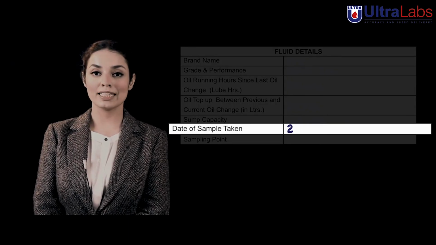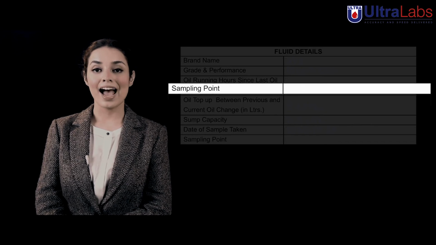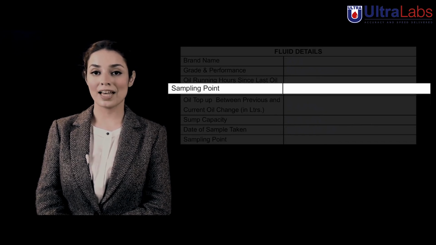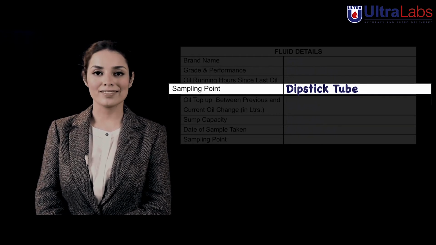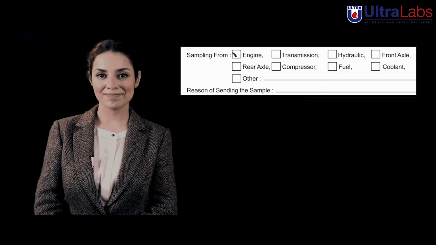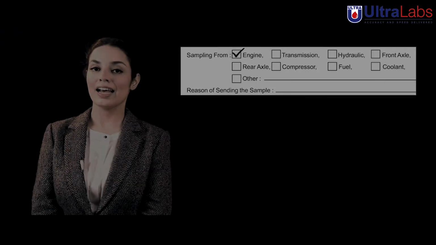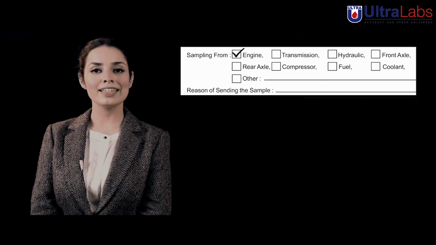Next to sampling date, mention the date on which the sample was taken. Now, it is extremely important to mention the actual sampling point, as it helps to determine if a representative sample was taken. For example, dipstick tube, some middle portion, etc. Please note that the drain plug is the least preferred sampling point as it does not provide a representative sample. Next, from the given options, please select the component from where the sample was taken. If the desired sampling point option is not mentioned, you can mention it in the space given, indicated as Other.